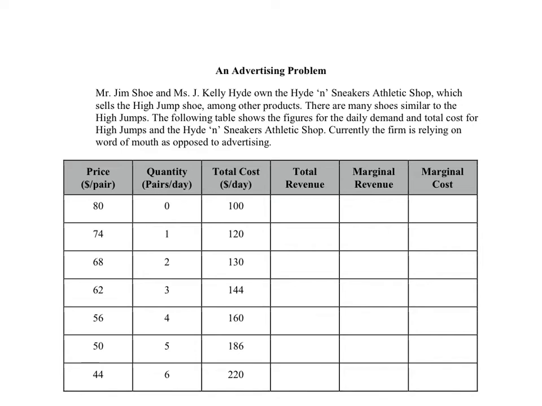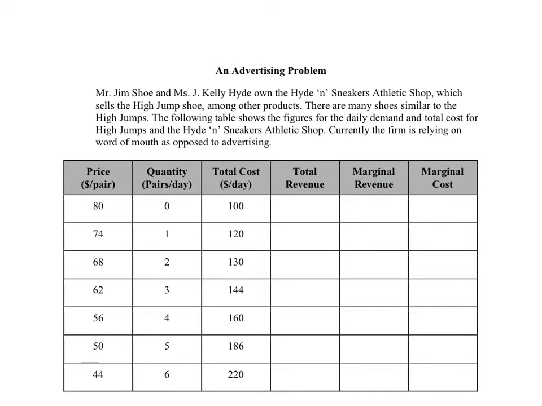Okay, I want to look at one of the sample problems. Hopefully you've downloaded that. If not, it is available on Moodle Rooms. You can see it's listed as an advertising problem. One of the key ingredients that you often see in monopolistic competition is the presence of advertising, and this is one of the main ways that firms differentiate their product.